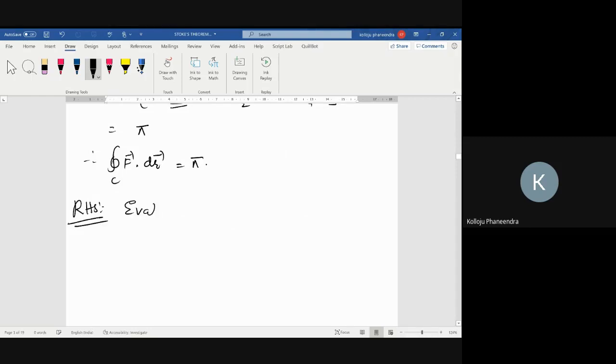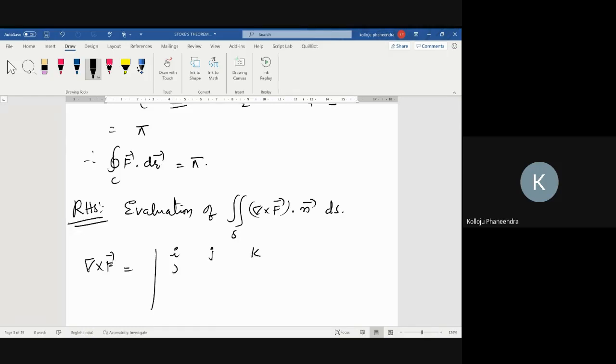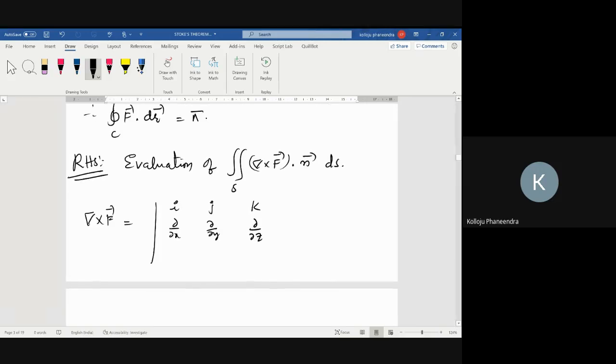RHS: evaluation of the double integral over S of del cross f bar dot n bar ds. First, let me calculate del cross f bar. This is i, j, k, dou by dou x, dou by dou y, dou by dou z. And in f bar, what is the ith component? 2x minus y, the jth component is minus yz square, and the kth is minus y square z.